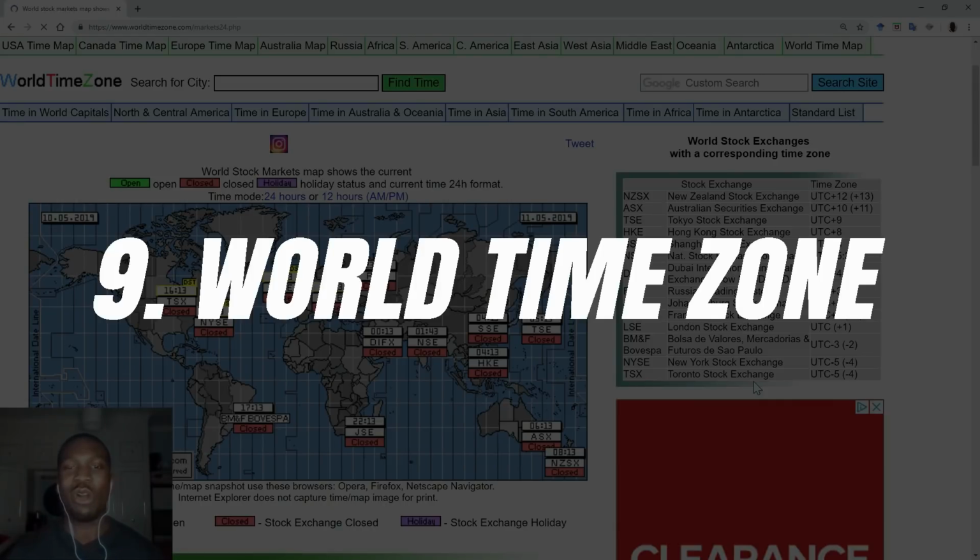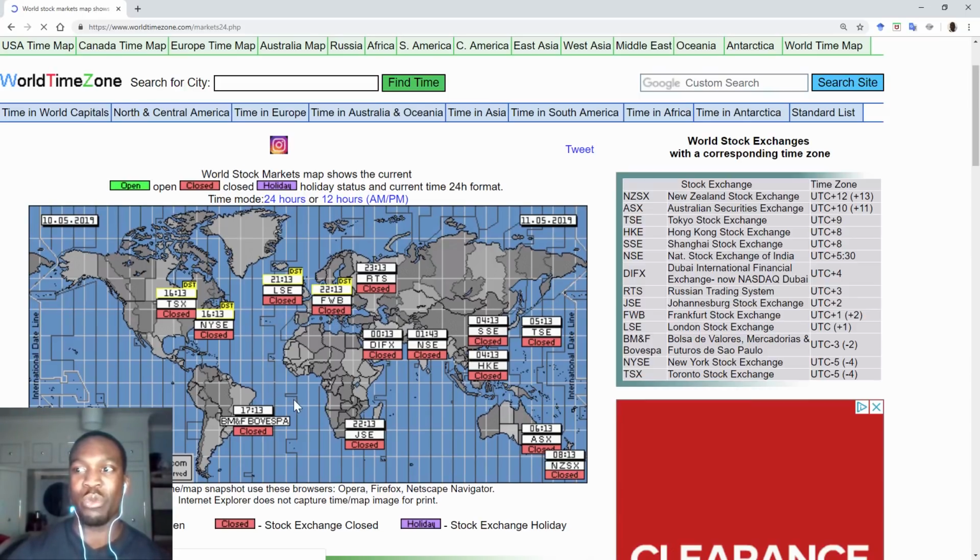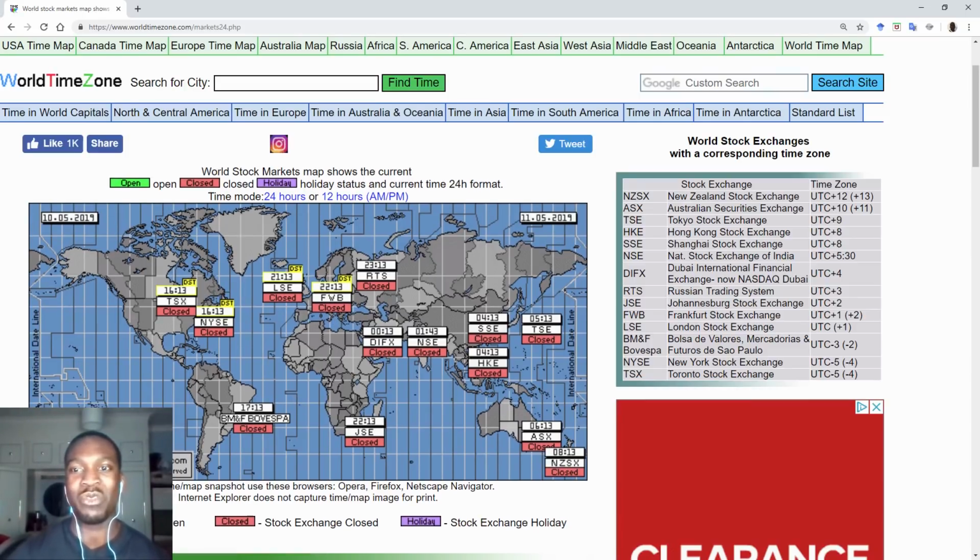Number 9, World TV 24, or World Time Zone. I don't even know what it's called properly, to be honest. I'll call it World Time Zone. This is just a page that lets you know which markets are open. There's nothing more to it than that. This little image will tell you if the markets are closed, on holiday, or open. Sometimes I can't be bothered to do the maths or find out why a market's closed, so I'll just click onto this website and it'll tell you the time in that time zone, and what markets are closed, what markets are open, and what markets are on holiday. Simple as that. Nothing more to it than that.